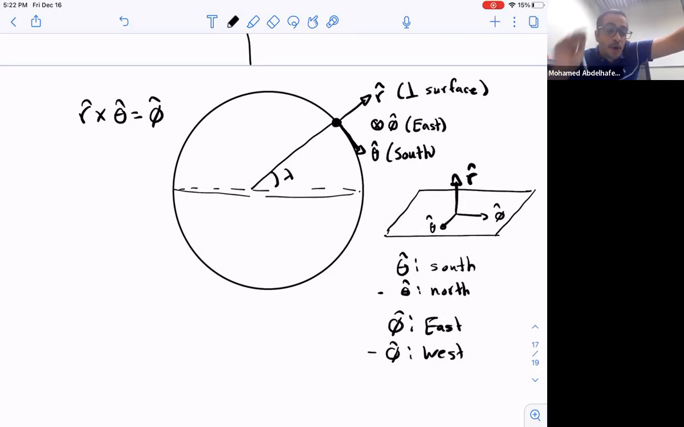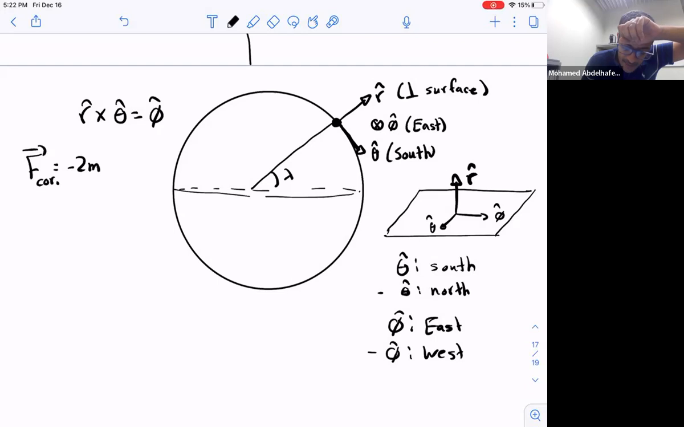Okay, so we have a little problem. We covered this in class, and you've seen it many times. It's not new, but I'm just organizing it. We have a little problem in calculating Coriolis. The Coriolis force on Earth is minus 2m omega cross v prime. Okay? V prime is the velocity of the object that is moving on Earth.